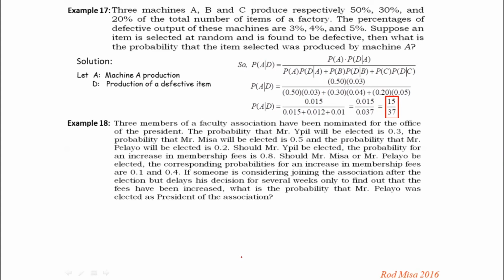If someone is considering joining the association after the election but delays his decision for several weeks only to find out that the fees have been increased, what is the probability that it was Mr. Pelayo who won the election as the president of the association?